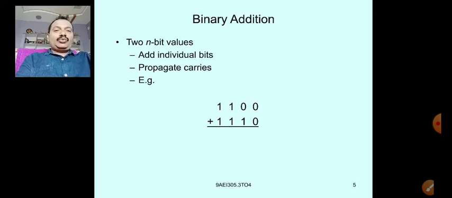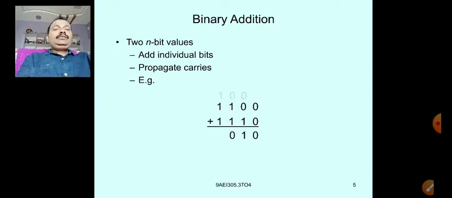For example, let us take two n-bit numbers, 1100 plus 1110. 0 plus 0 is 0, no carry is generated. Next, in the next position, 0 plus 1 is 1, there is no carry generated. Next, 1 plus 1 is 10. Sum is 0, carry is 1. You have to write like this. 1 plus 1, carry is 1, sum is 0.